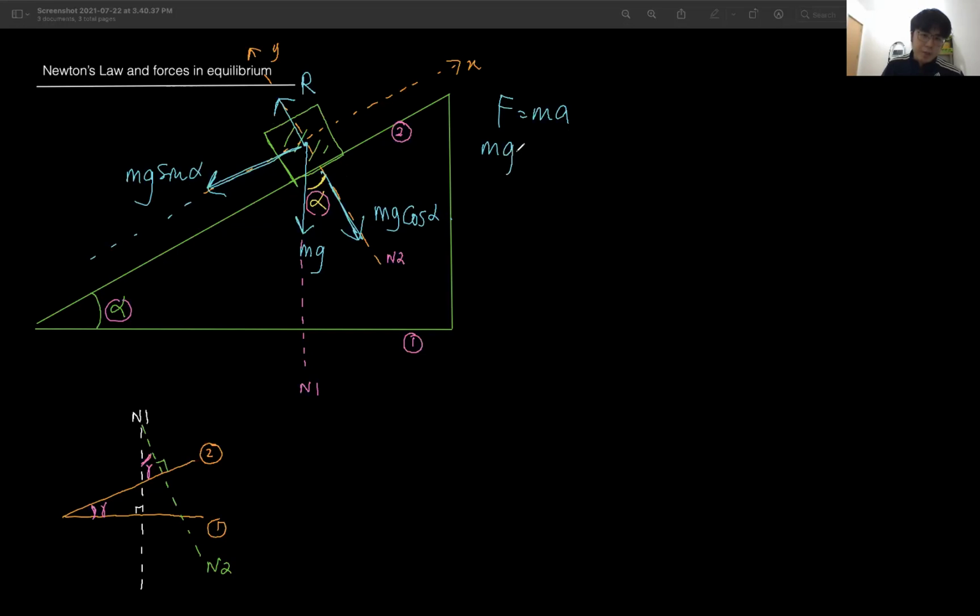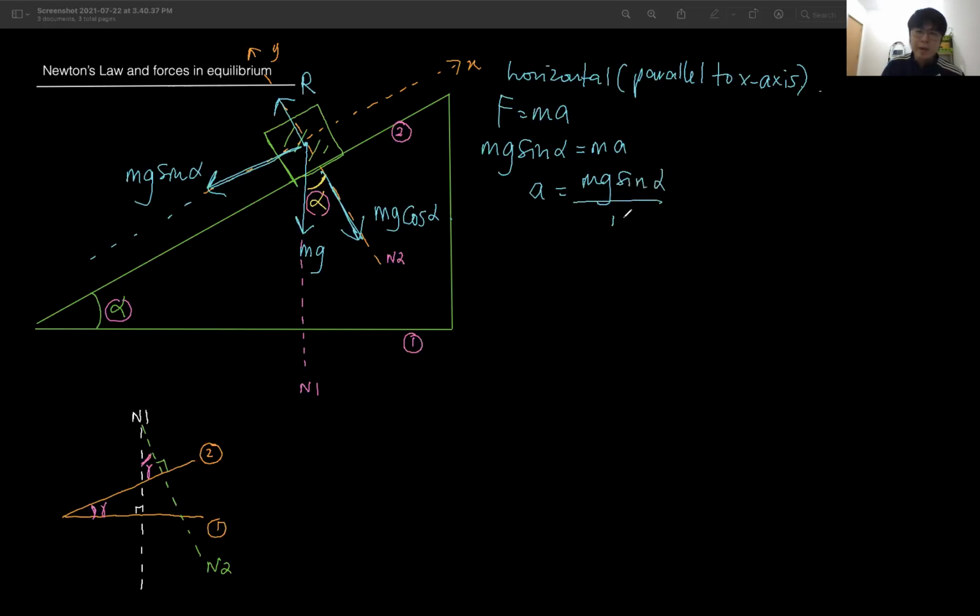F is mg sine alpha, taking the horizontal, meaning anything that is parallel to the x-axis. And remember, my x-axis is now sloping, not horizontal. So anything parallel to this is the horizontal component. mg sine alpha equals m times acceleration. So acceleration equals mg sine alpha divided by m. Cancel out the m, I get g sine alpha.